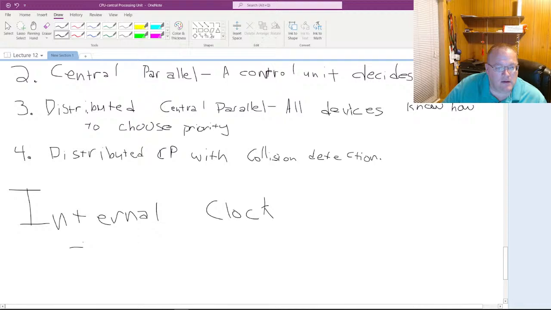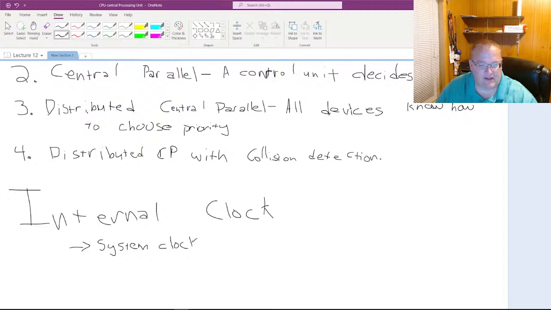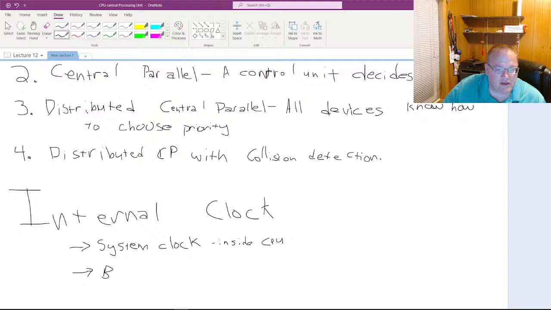So we can really think of this also sometimes as the system clock. Here's the interesting thing. It's actually really cool to learn how that works, and I'll leave that for you guys to go look up. It's really neat. So the system clock is how fast things can happen inside the CPU. And then we also have a bus clock, and this is the bus's speed.